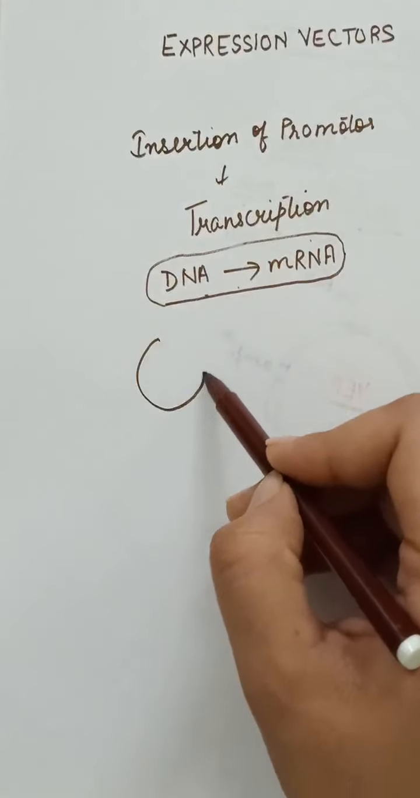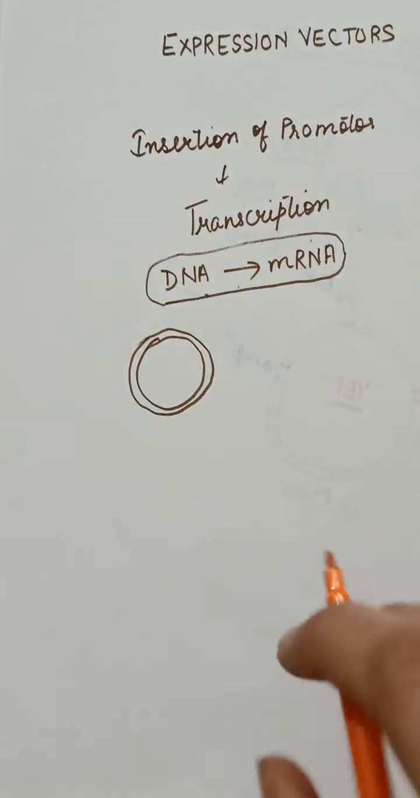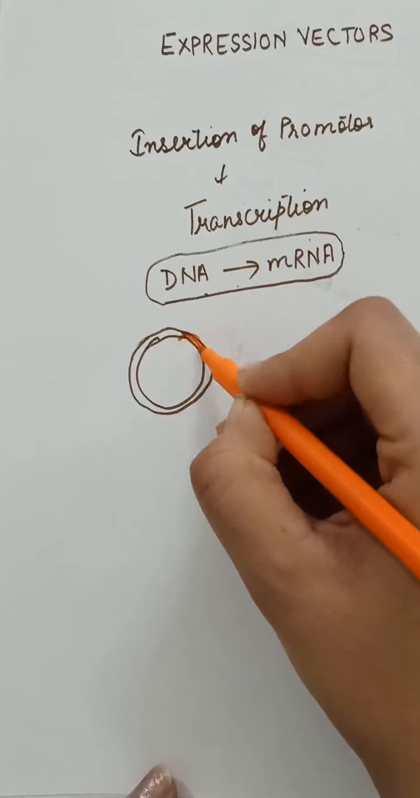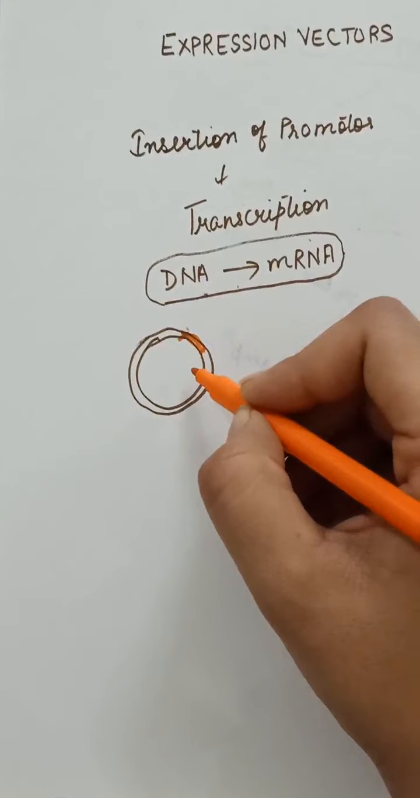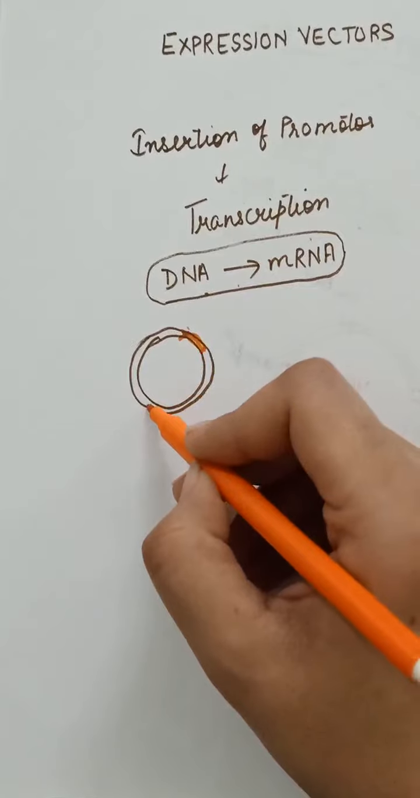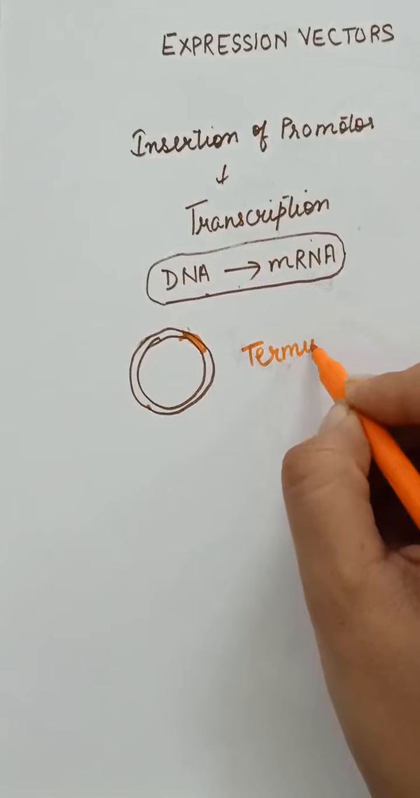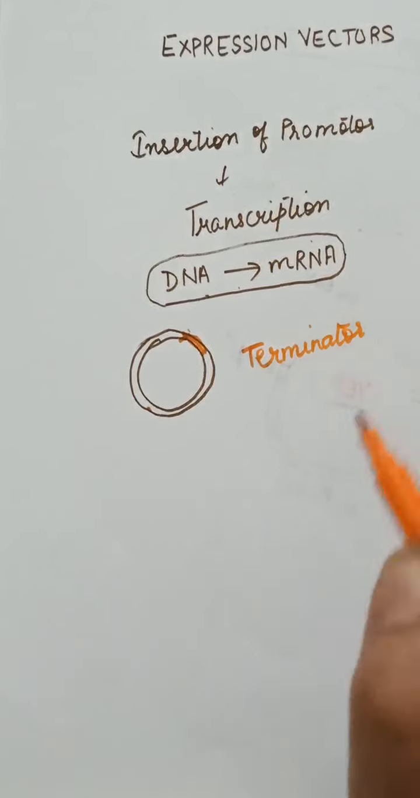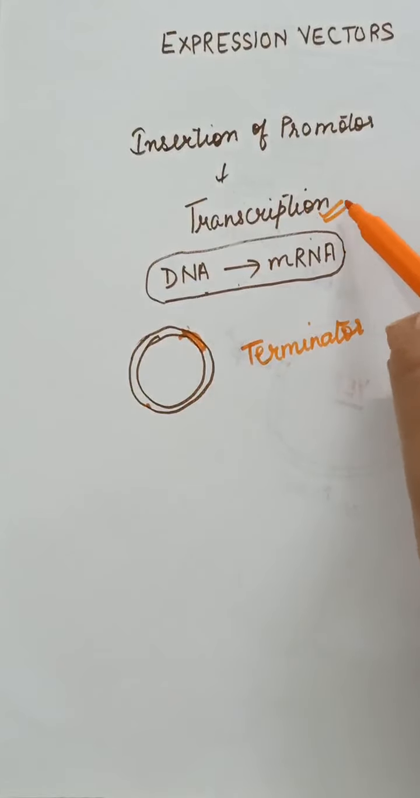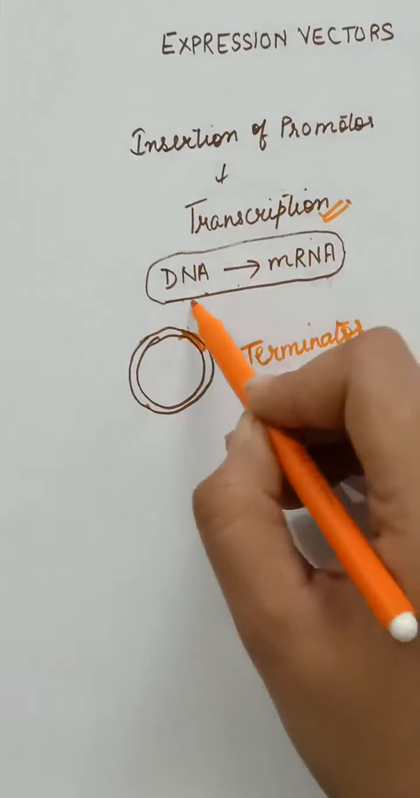For example, if this is a vector, then we have to insert this particular sequence, the promoter sequence, in the vector so that it can initiate transcription. After the promoter sequence, the next should be the terminator sequence, which can end transcription. So we have to insert two sequences: one for initiation of transcription and another for termination of this process.